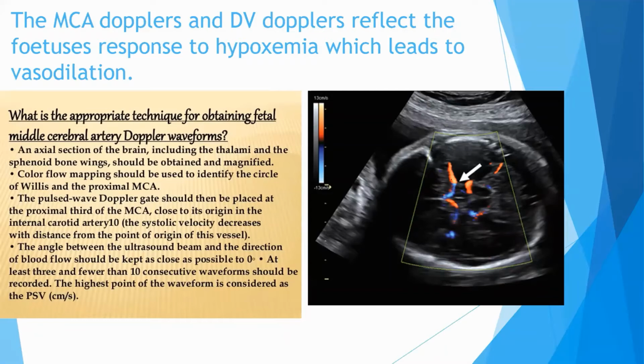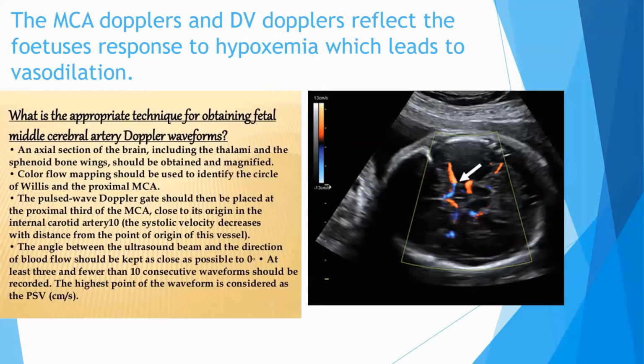So in terms of how we get the middle cerebral artery, what we need to do is to identify, first of all, the circle of Willis. To do this, we need an axial section of the brain, which should show the thalami as well. And this is the third ventricle here in front. And then we identify the circle of Willis. Here you can see part of it going this way.